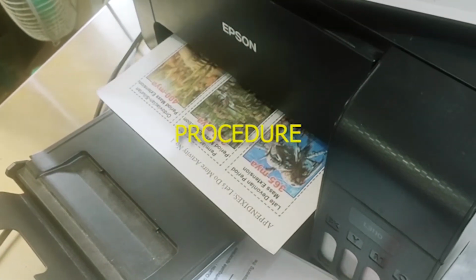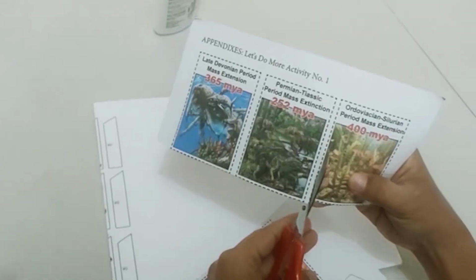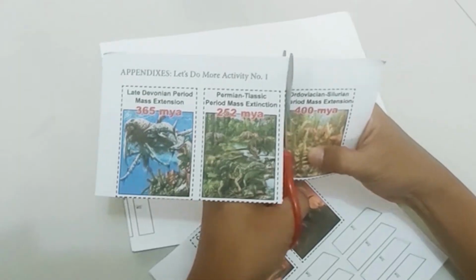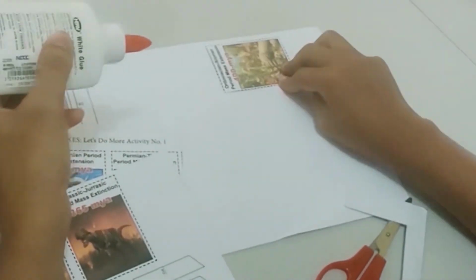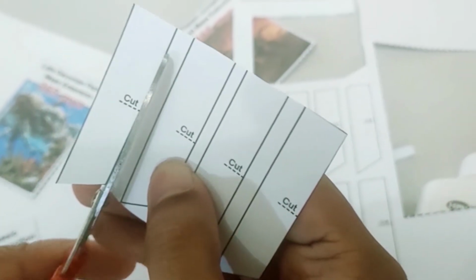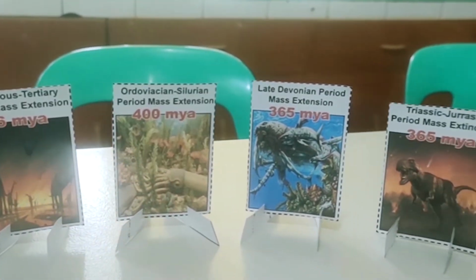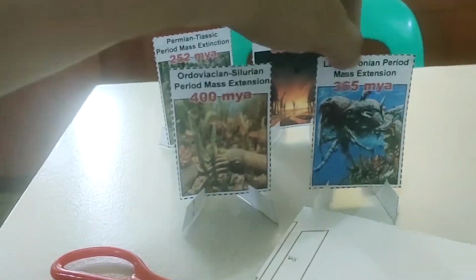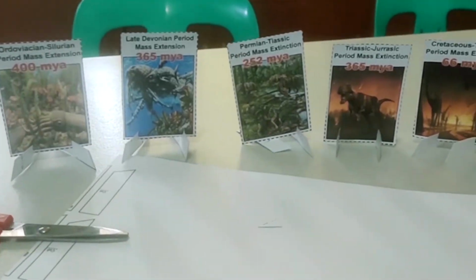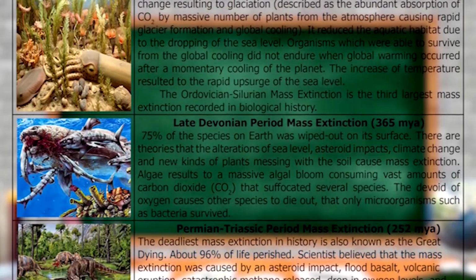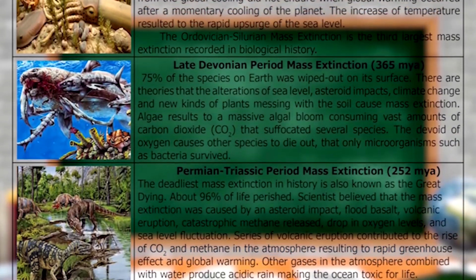Procedure: from the printed copy, cut the photos of different mass extinctions. Paste them in board paper and make a paper stand for every picture, just like the one on your screen. Arrange them in accordance to the time of extinction occurrence to make a timeline. Use the prior information to answer the guide questions.